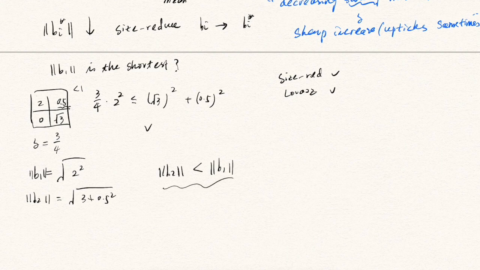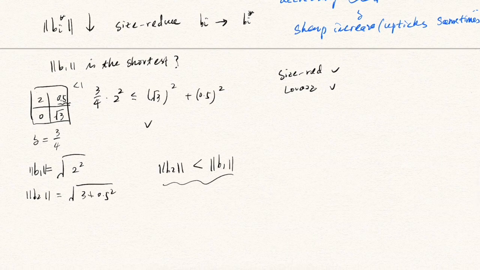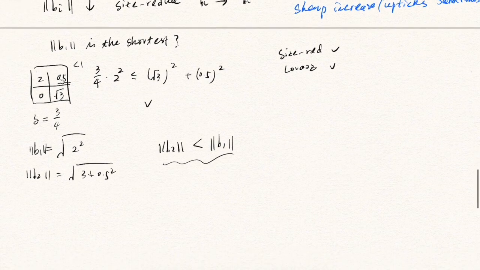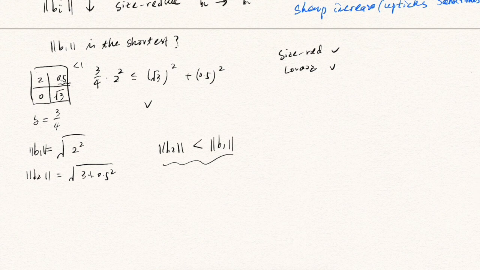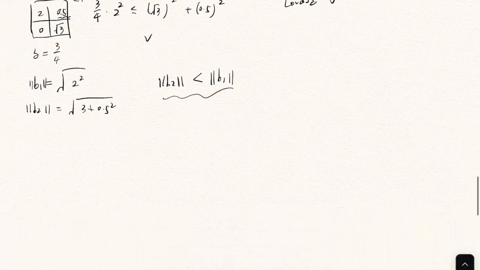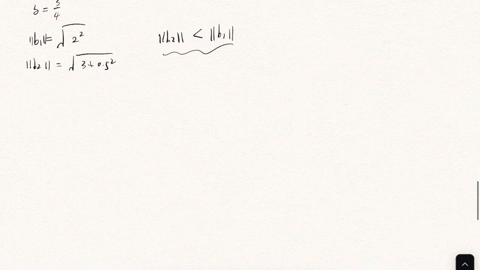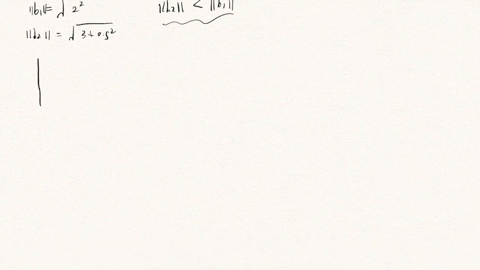However, the output basis, the B1 is not the shortest. So this is a counterexample saying that B1 is not always the shortest. Okay, the LLL algorithm does not guarantee that. But what we could guarantee is we could say in expectation, it is expected to be the smallest. And here we could quickly derive that.